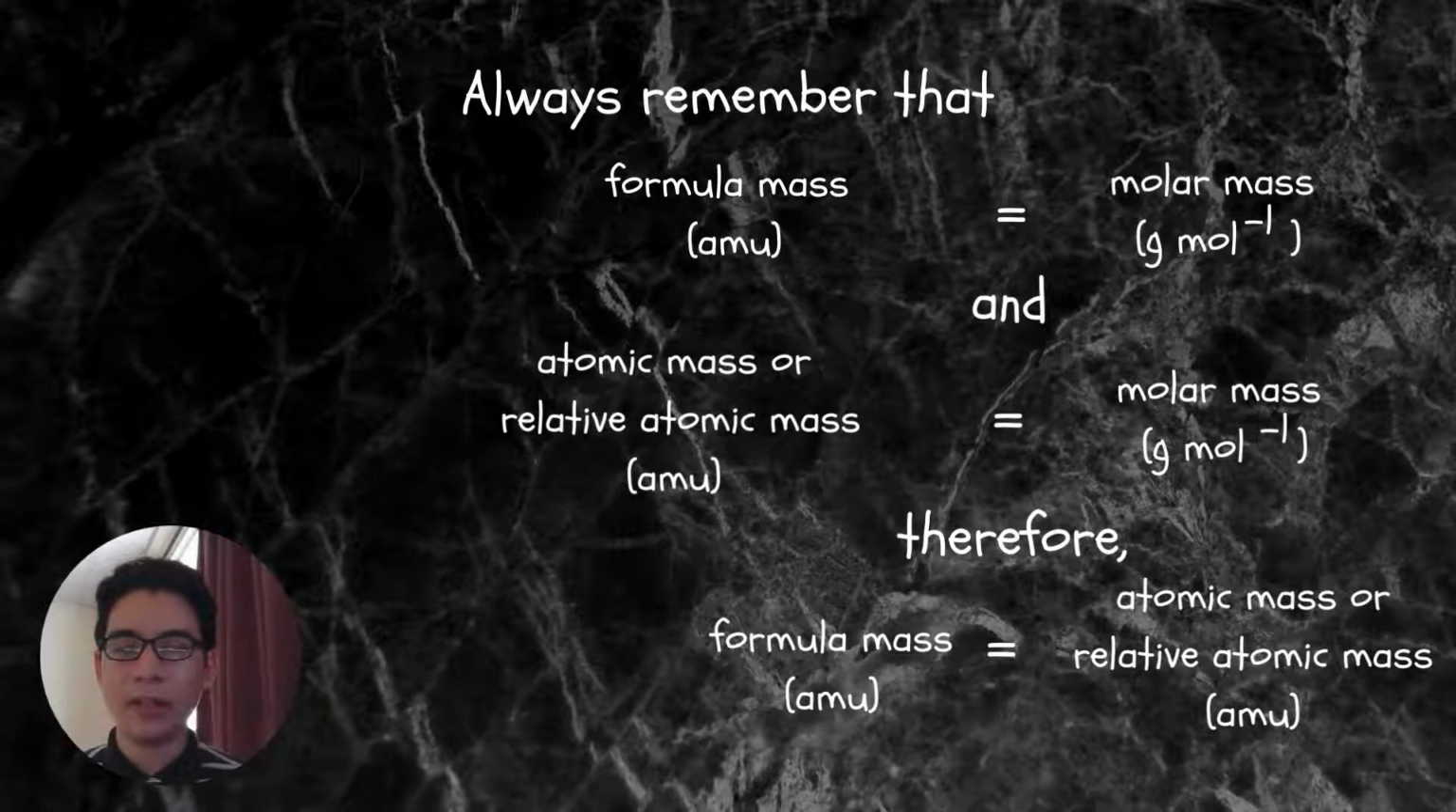So the atomic mass or relative atomic mass, in AMU, also equals the molar mass, with the unit g mol^-1. We talked about why atomic or relative atomic mass is equal to molar mass in the previous slide, so you can refer to the previous slides to know why and how. Therefore, the formula mass in AMU is equal to the atomic mass or relative atomic mass. Why? Because formula mass equals molar mass, and atomic mass or relative atomic mass in AMU also equals molar mass. So if both of them are equal to molar mass, logically the formula mass in AMU will be equal to the atomic mass or relative atomic mass in AMU.